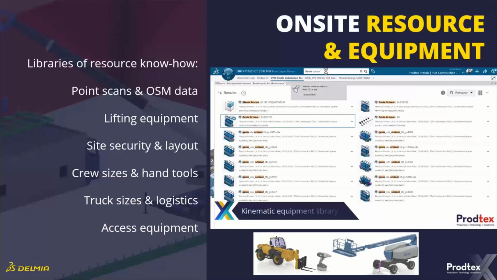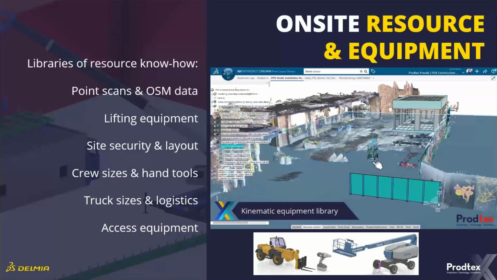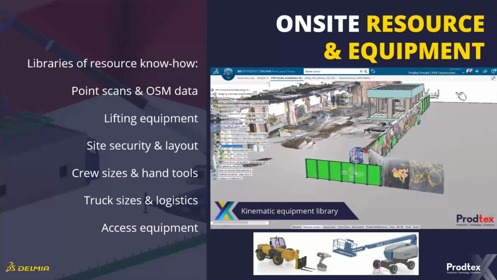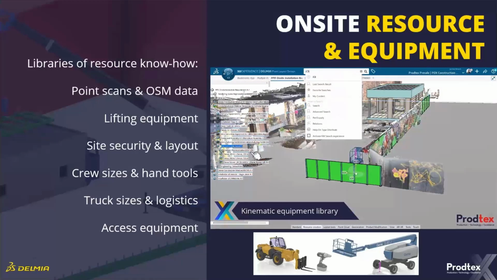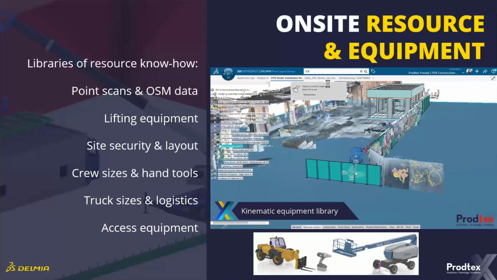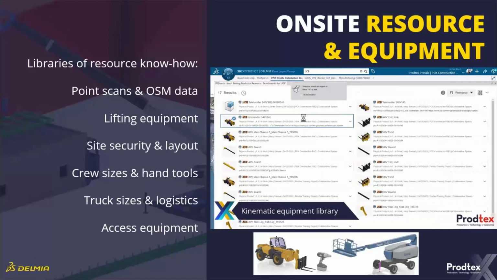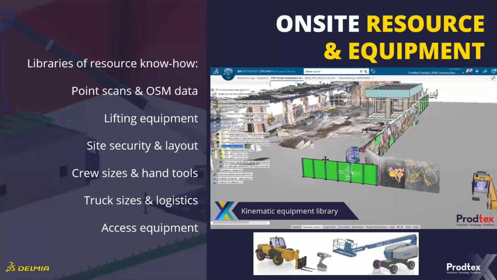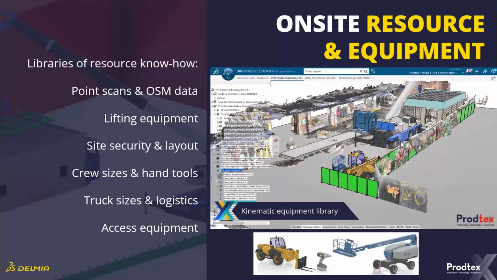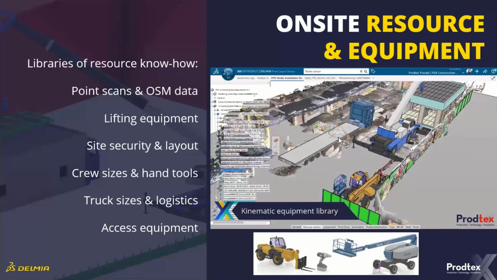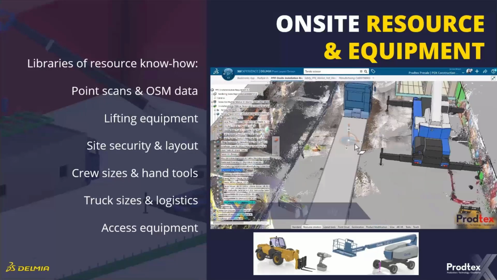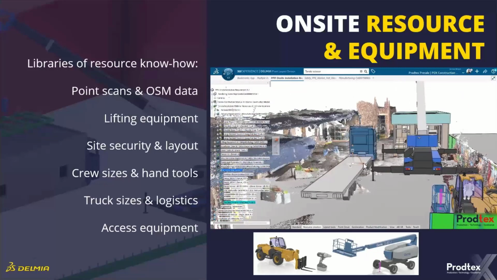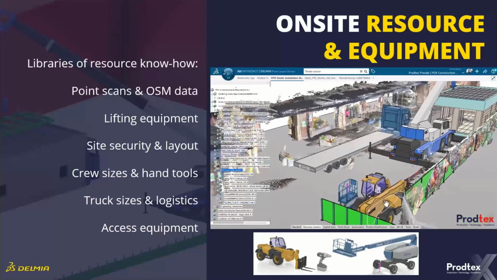Some of the resources that we can take into DELMIA are, as you can see in the background, a point cloud scan or open site map data. So instead of having to get somebody to manually create your site, you can pull it from live data, or if you've got a point cloud scanner, go out there and just get the real data.